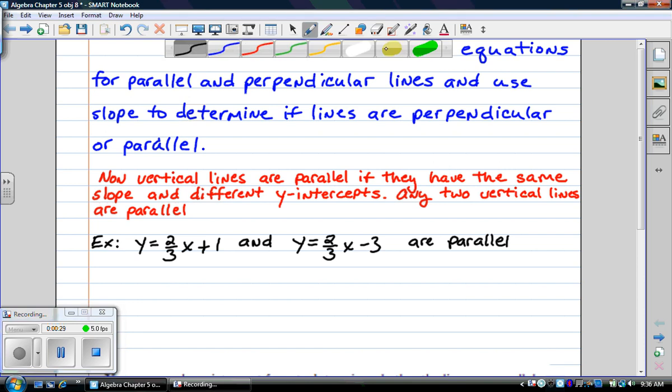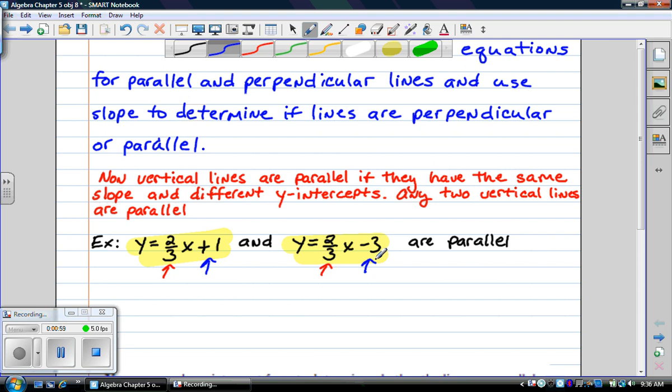If we take a look at the examples that I have here, y is equal to 2/3 x plus 1, and y is equal to 2/3 x minus 3. Notice that the slopes are the same. Slope of 2/3 in each situation, which means the line will go up from left to right at a rate of 2/3, up 2/3. Also notice that the y-intercepts are different.